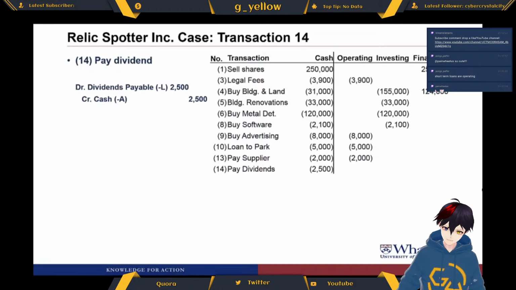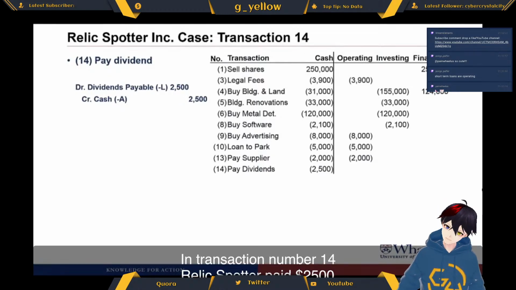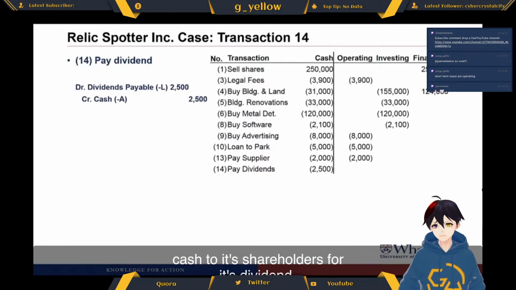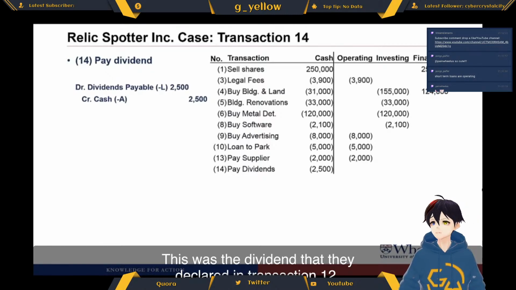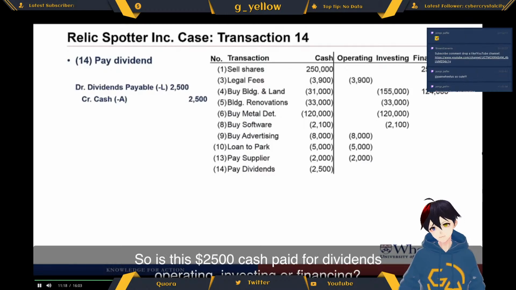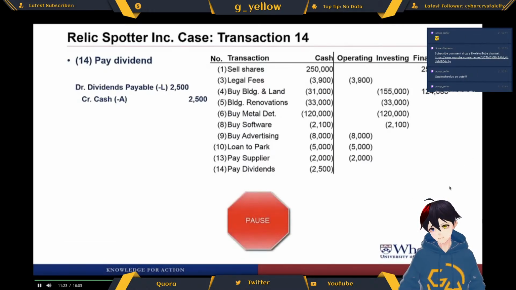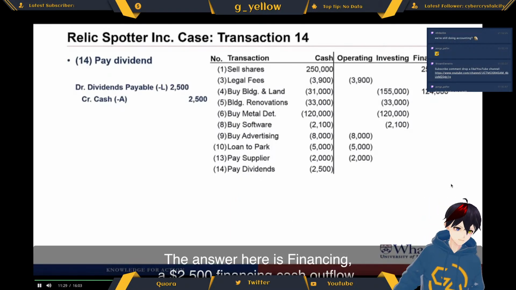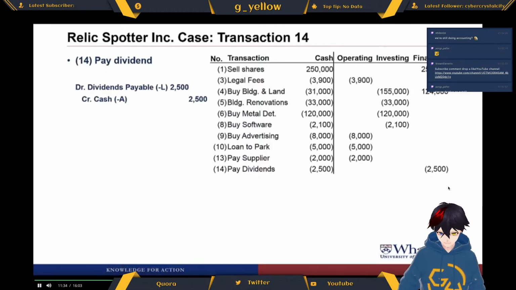In transaction number 14, Relic Spotter paid $2,500 cash to its shareholders for its dividend. This was the dividend that they declared in transaction 12 that's actually paid in cash in transaction 14. So is this $2,500 cash paid for dividends operating, investing, or financing? The creditor is the owners. The answer here is financing, a $2,500 financing cash outflow.